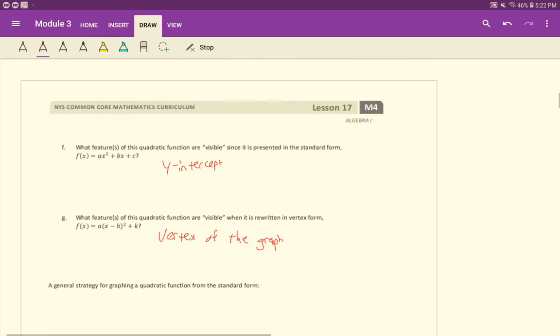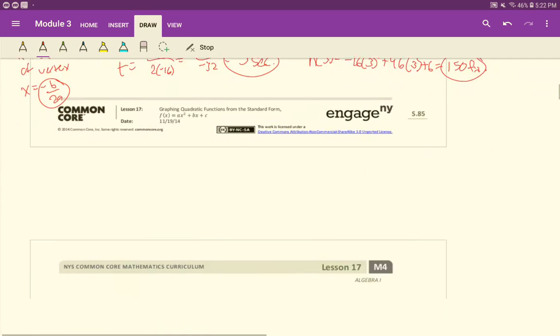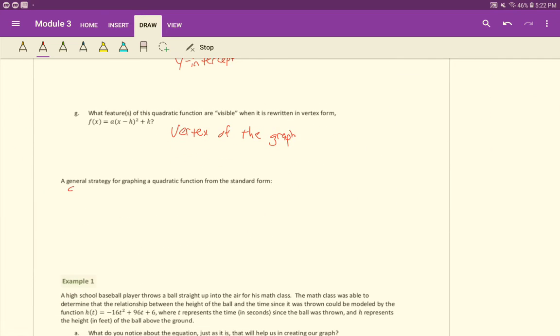That last video, I know it was kind of long, but we did cover quite a bit of ground in that opening exercise. I want to go ahead and discuss then general strategy for graphing a quadratic function in standard form, which is really the point of this lesson, or at least that's what the title indicates, which we didn't really talk too much about in the previous questions.